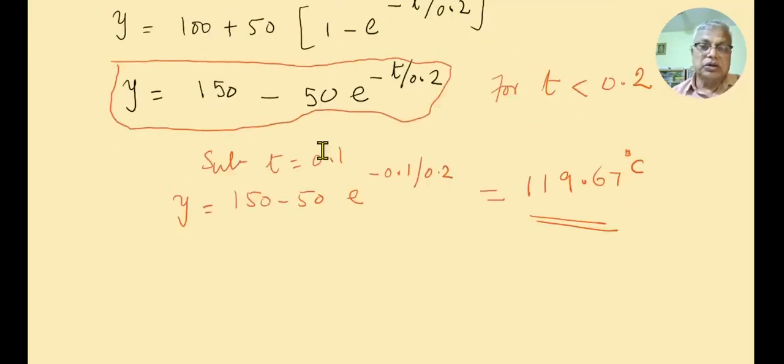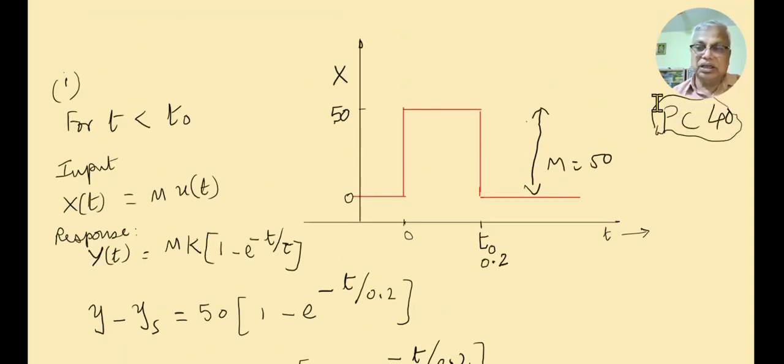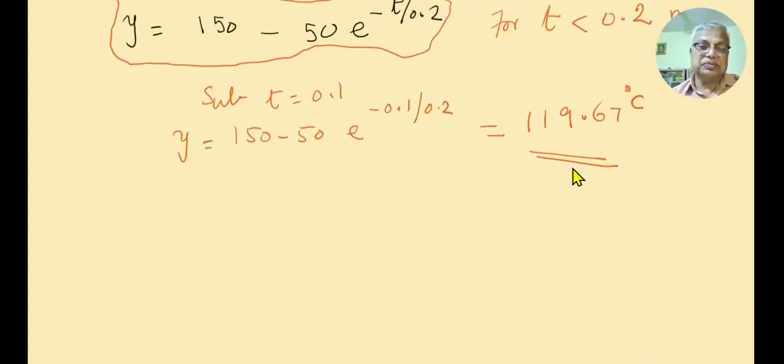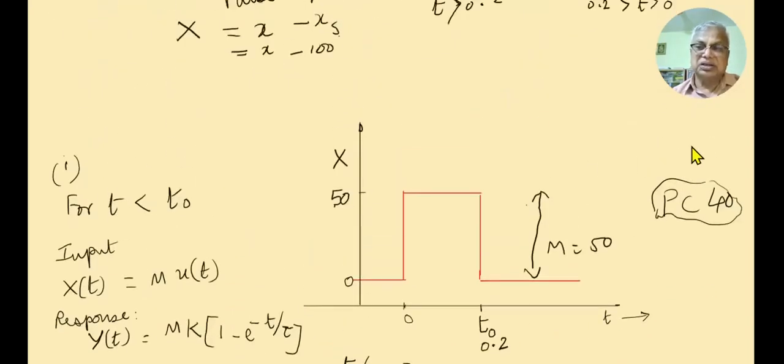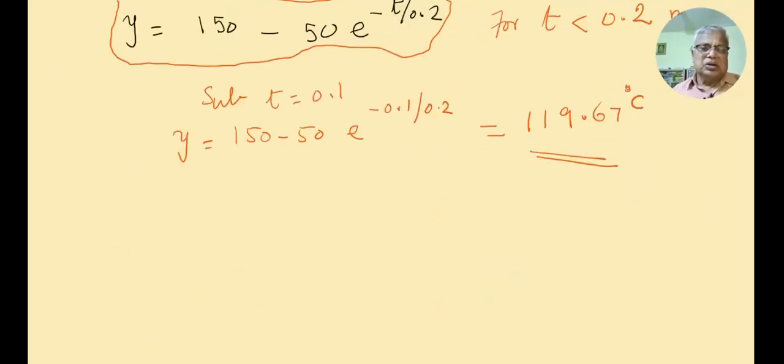Now we'll go to the other period, t greater than t naught. What is the response equation for t greater than t naught? Discussed here in PC40, in my previous lecture, PC40. So what is the response equation for t greater than t naught?